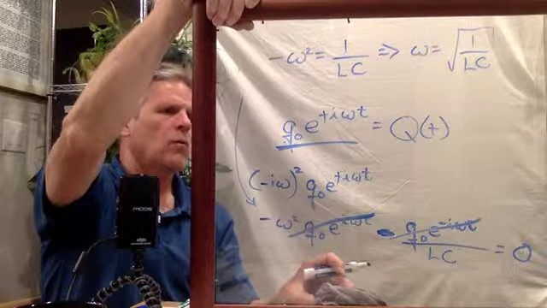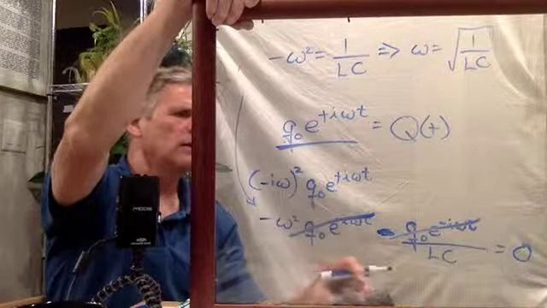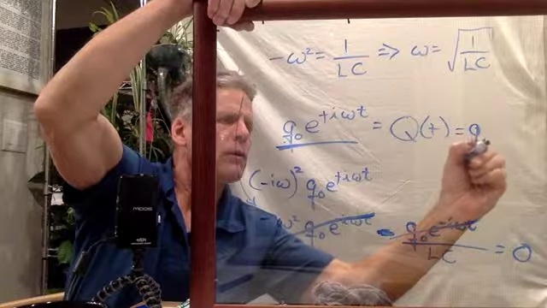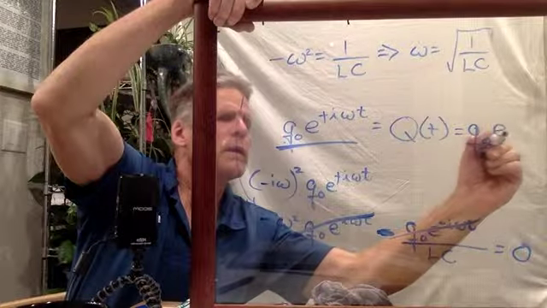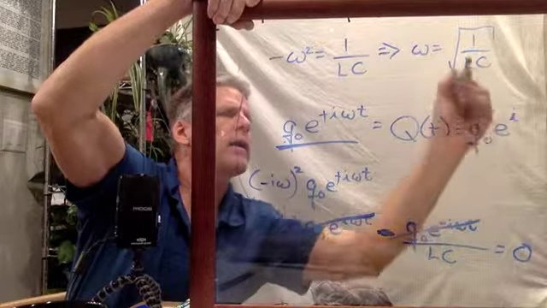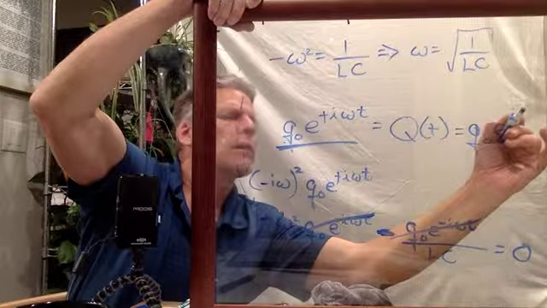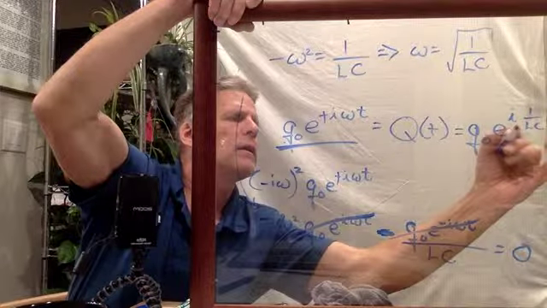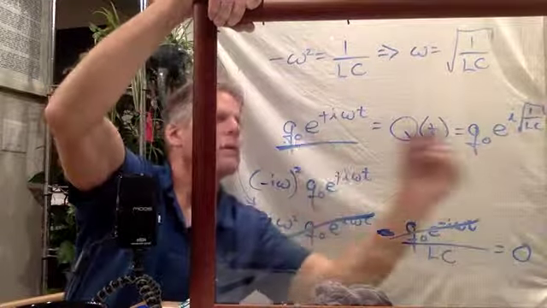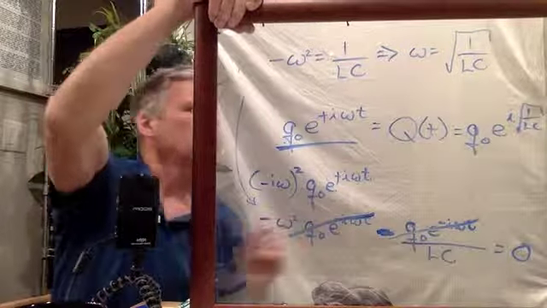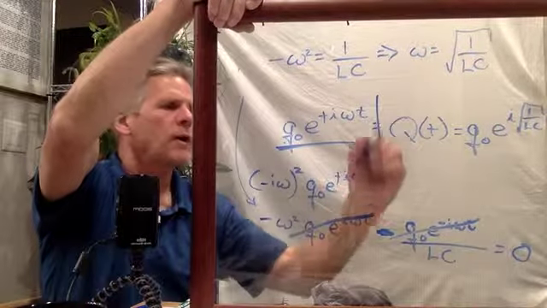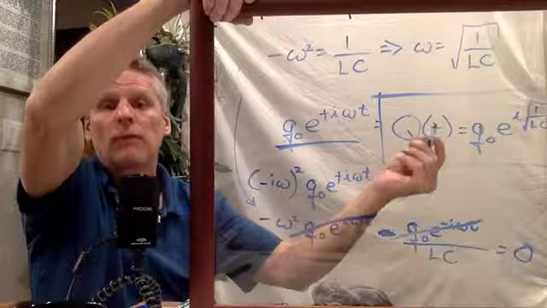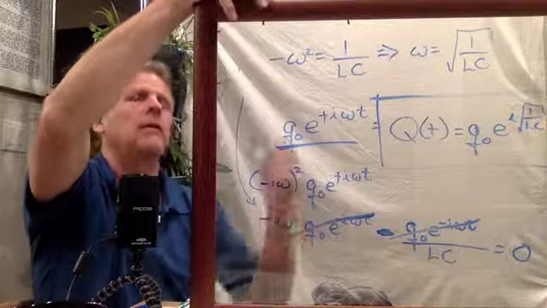Okay, so what does that mean for Q of t? That means Q of t is equal to Q0 e to the i times the square root of 1 over LC times t. Okay, and we're done. What would you do if you wanted to get I of t? You would just take the first time derivative of this. Okay.